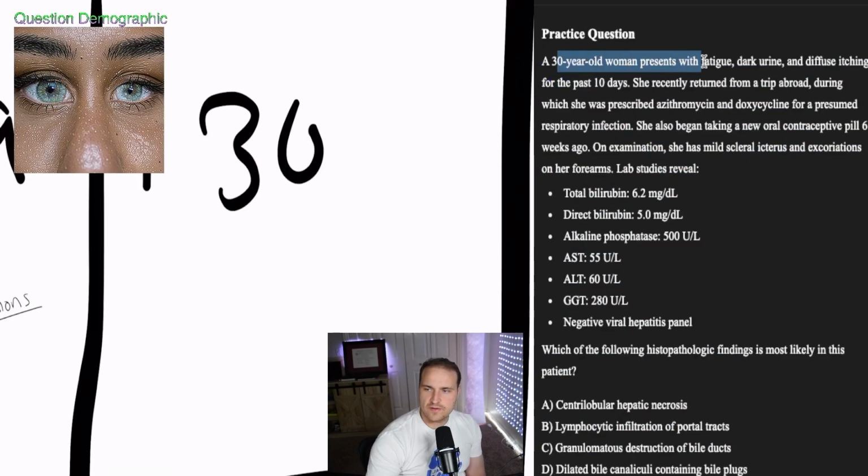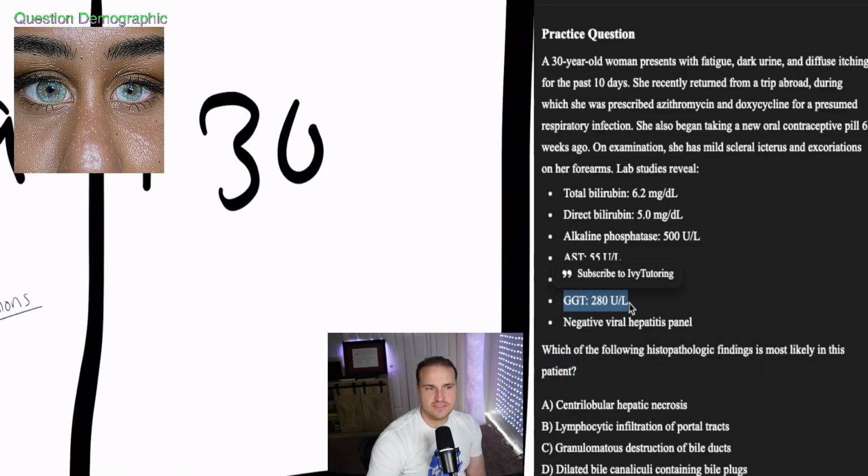All right, here we have a 30-year-old woman with fatigue, dark urine, and diffuse itching for the past 10 days, returned from a trip abroad. She was prescribed azithromycin and doxycycline for a presumed respiratory infection. She began taking a new contraceptive pill 6 weeks ago. On examination, she has mild scleral icterus and excoriations on the forearm. Lab studies reveal high bilirubin. Which of the following is most likely in this patient?